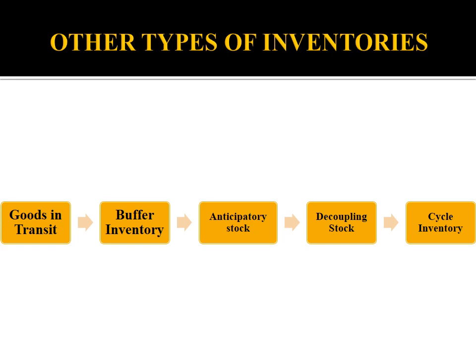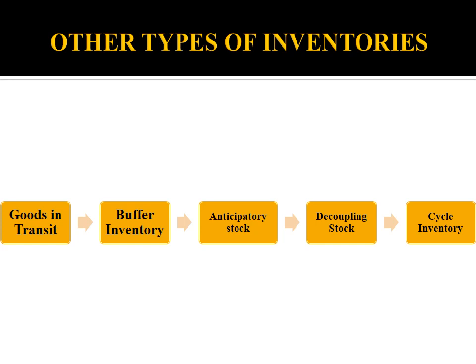Goods in transit means goods in transportation. The goods may transfer from one place to another, which requires many days of time. So, when the goods remain in transit itself, it is known as goods in transit. Buffer inventory, which is known as the safety stock, is the inventory purchased for the purpose of meeting future uncertainties.